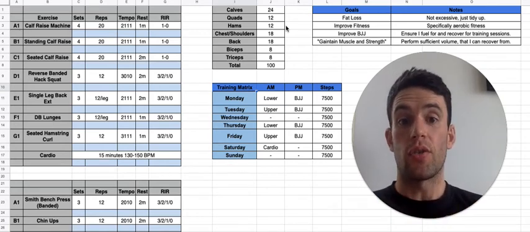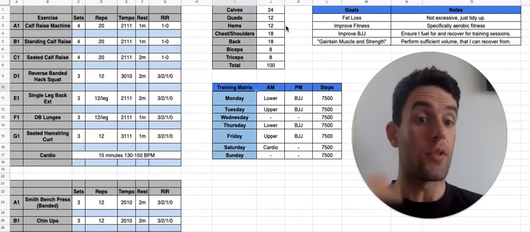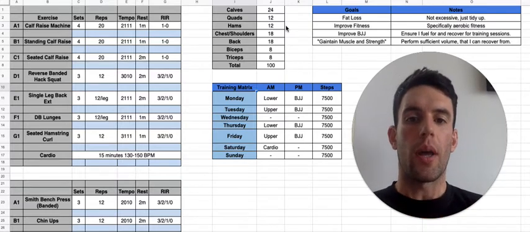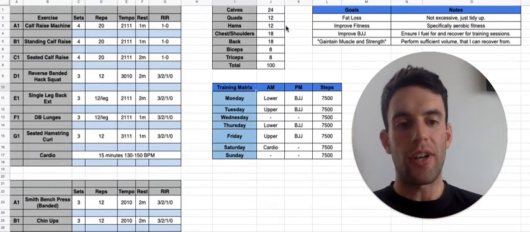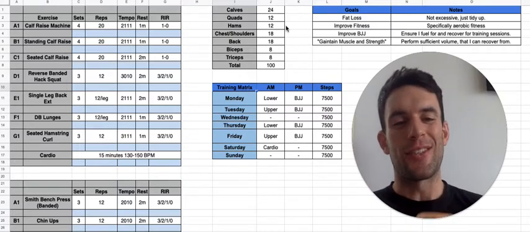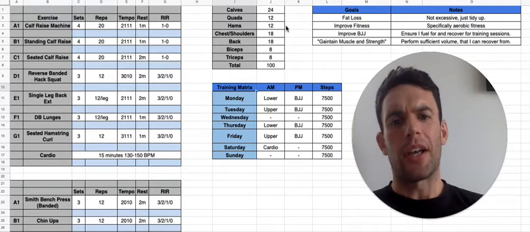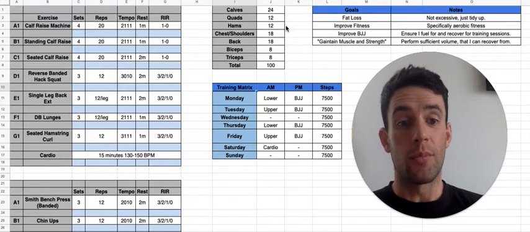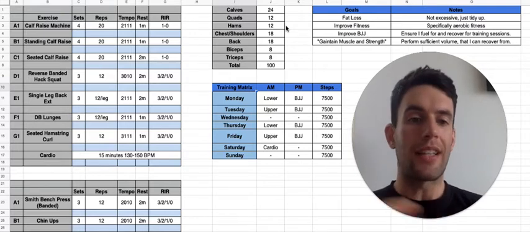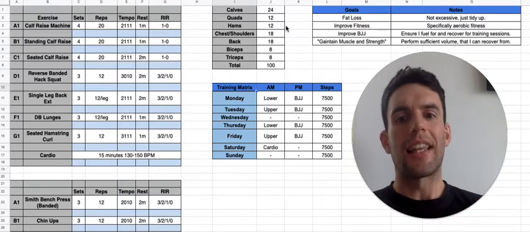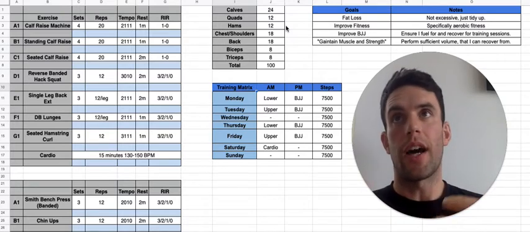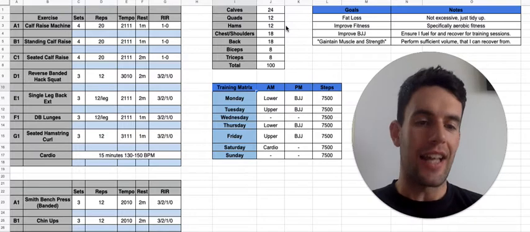Now, if I wanted to, for example, bring up my quads, which is something that I do want to bring up in future, what I might do is drop down the calf training. Maybe they get to a sufficient level where I'm like, yeah, okay, they're at a level that I'm happy with. I might go, okay, I'm going to bring the number of calf sets down. Maybe we'll get down to 16 sets per week. And then I might bring my quad training up to 18 sets per week, right?